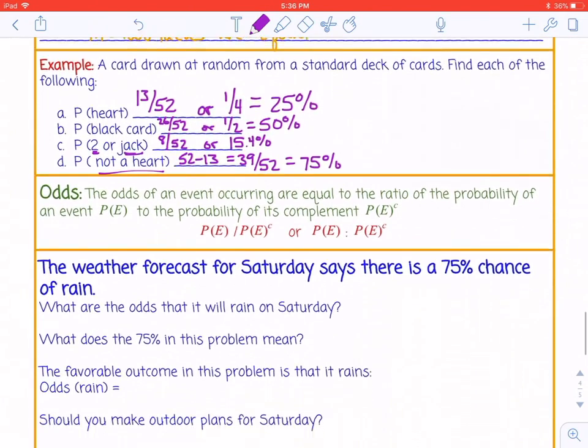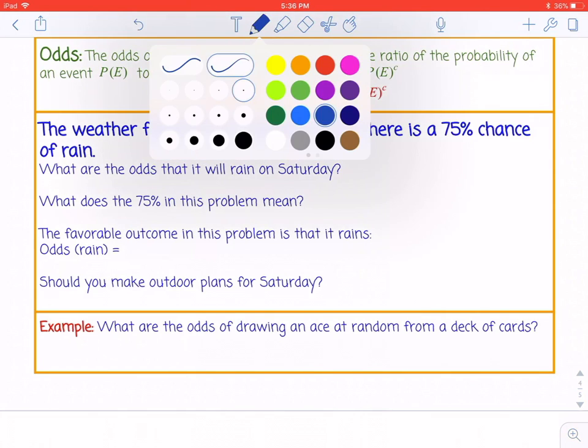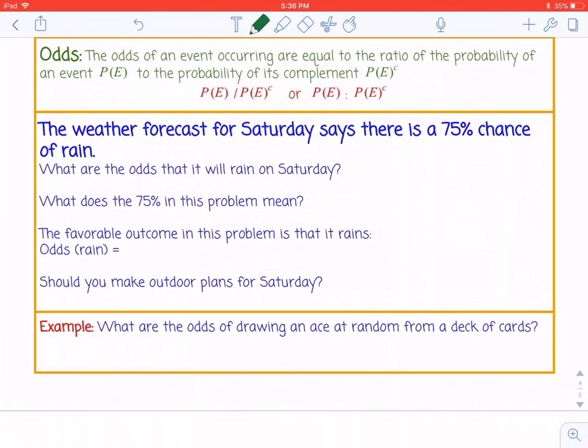Okay, let's look at one last thing today. Odds. The odds of an event occurring are equal to the ratio of the probability of an event to the probability of its complement. So let's look at this last couple of examples here. The weather forecast says there is a 75% chance of rain for Saturday. What are the odds that it will rain on Saturday? The odds would be 75 to 25, or 3 to 1 chance if we reduce it.